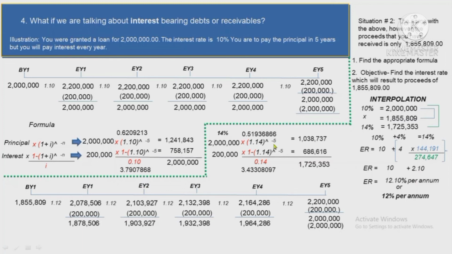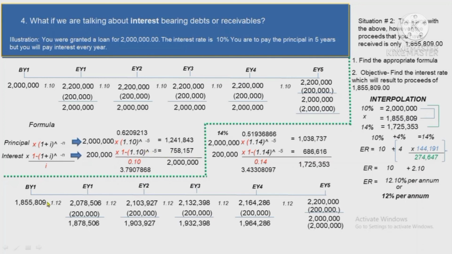Sir, what if the 1,855,809 is missing, however the 12% effective rate is given? So what will happen? Of course guys, you will not need to have the interpolation and the trial and error because the effective rate is already there. What you need to do is to get the 1,855,809. And how do you do that? By using the 12% and applying it with the appropriate formulas right here. So meaning, instead of 2 million times 1.10, you're gonna have 2 million times 1.12 raised to the power of negative 5. And here, 200,000 times 1 minus 1.12 raised to the power of negative 5 to get that 1,855,809.